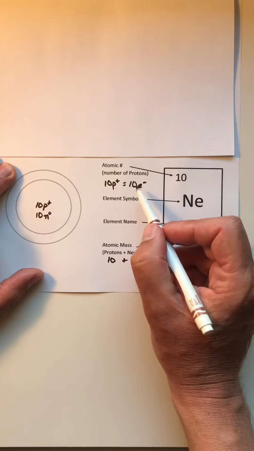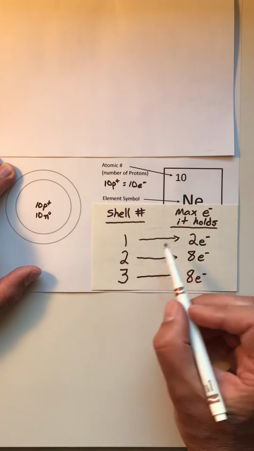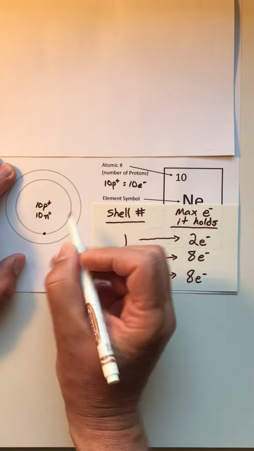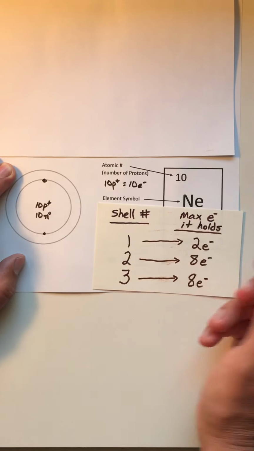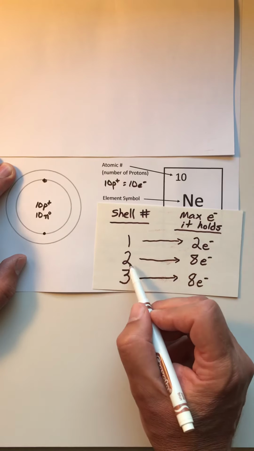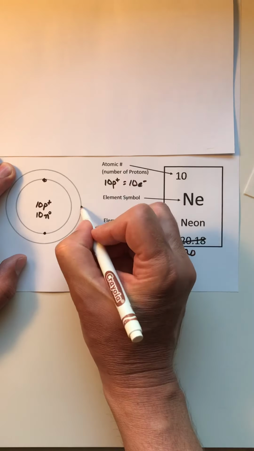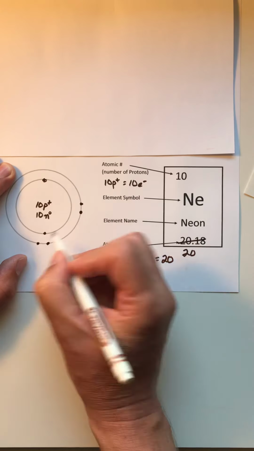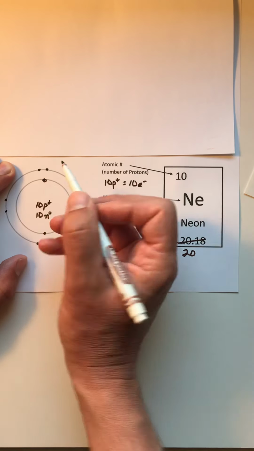So where are those 10 electrons then? Well, if we go back to what we learned from the video, the first shell holds 2. Well, it certainly has more than 2. So the first one's going to have 1, 2, 2 electrons in the first shell. So that means to get 10, it needs to have 8 more, and that second shell will hold all 8. So the 8 electrons are going to go in the second shell. 1, 2, 3, 4, 5, 6, 7, and 8.